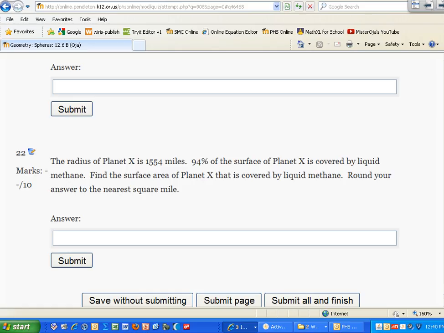Same kind of deal here, only this time instead of dealing with heights of trees, we're dealing with surface areas of planets. Okay? All right, I think we're set. Let's go to 205.